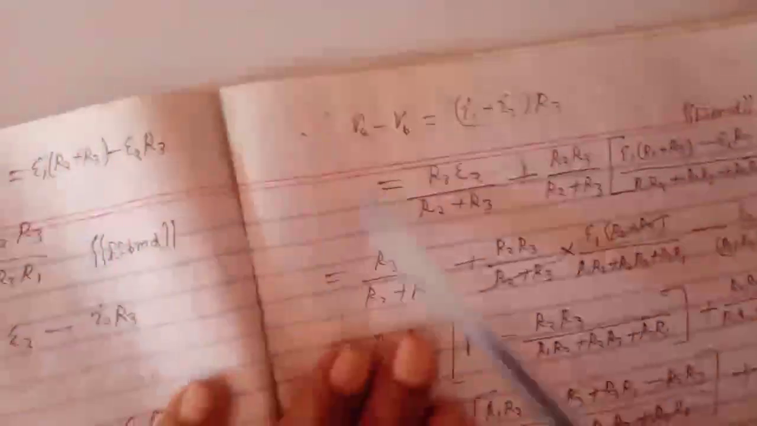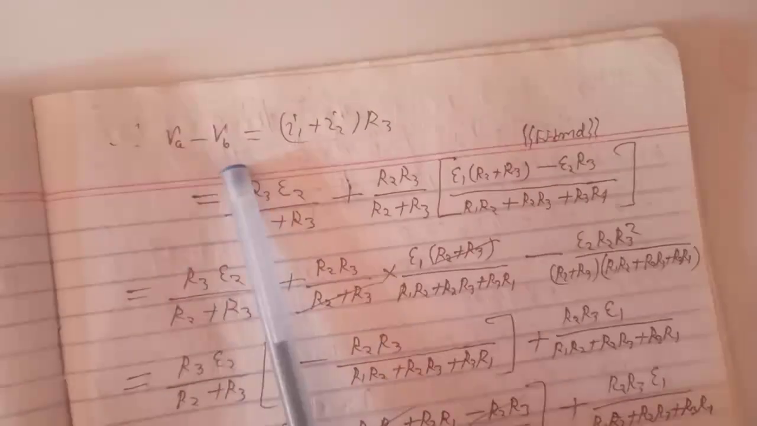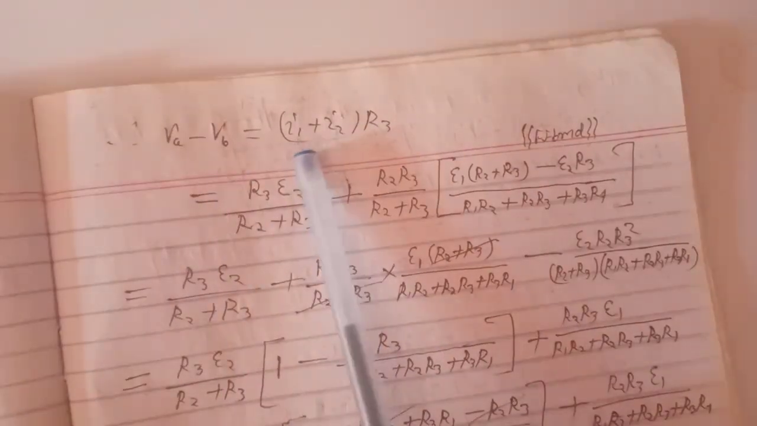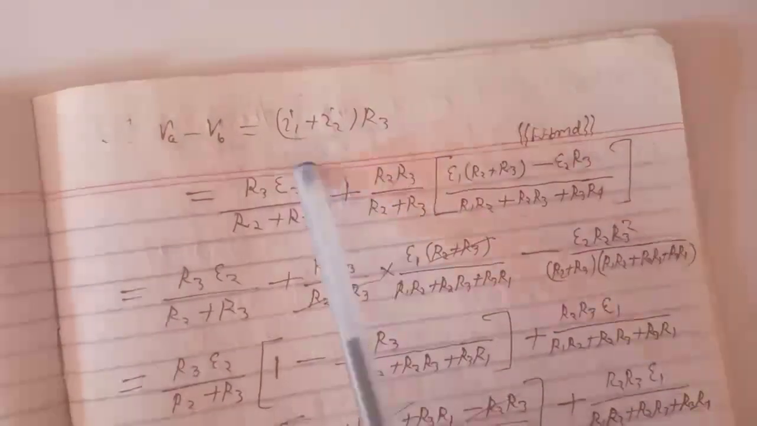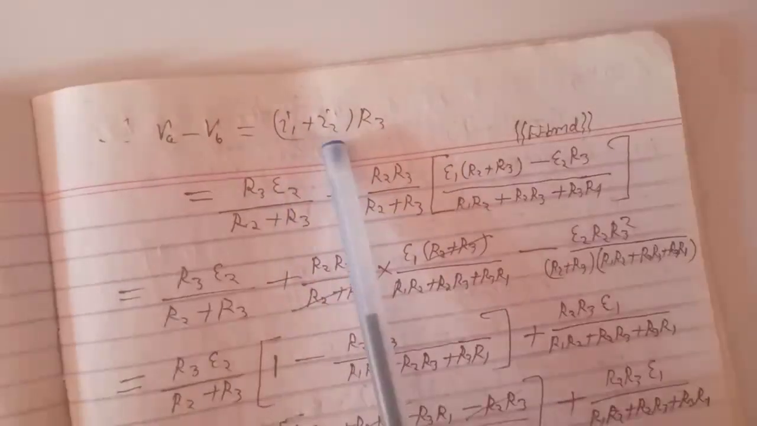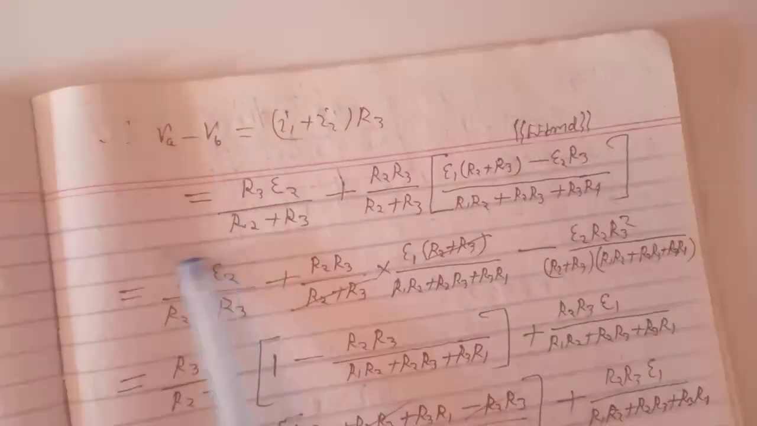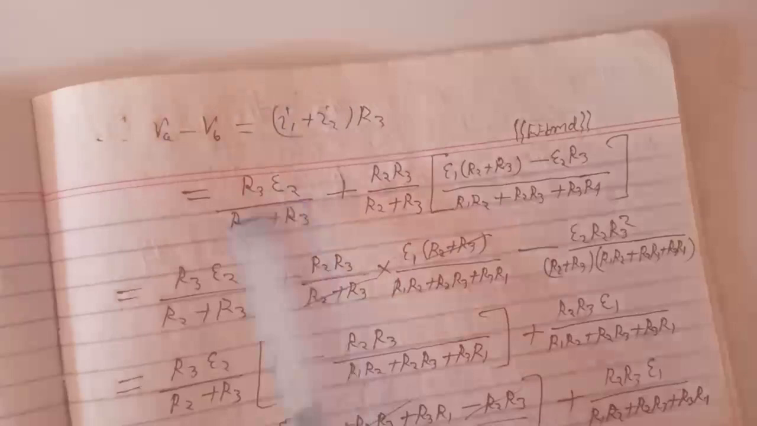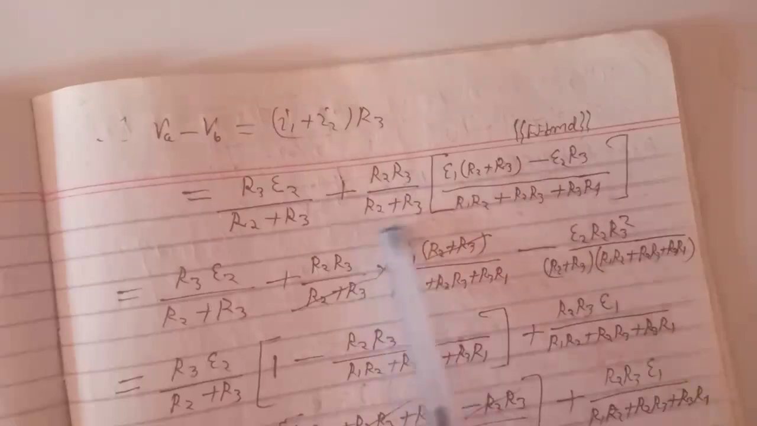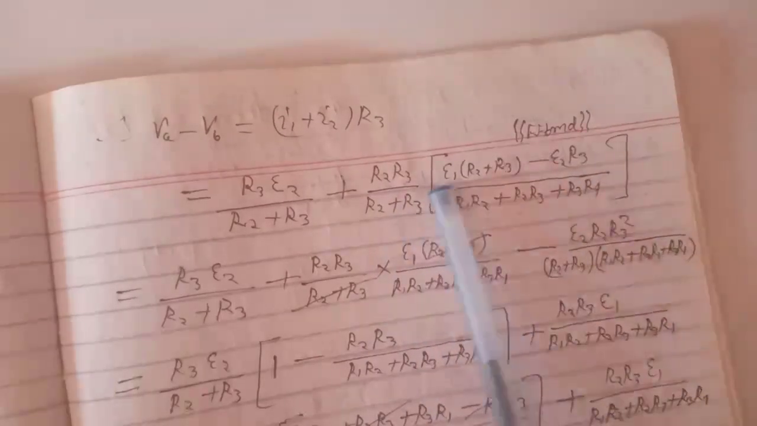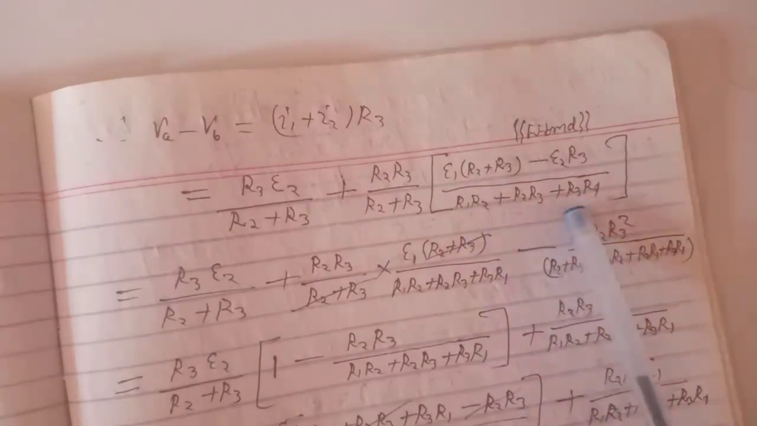Hence now we have VA minus VB. We have to find the potential difference, so we can write VA minus VB equal to (I1 + I2) times R3, because we know that V equals IR. Here the current in that line is I1 plus I2 and the resistance given is R3, so we put in this value. It will be equal to R3 times {E2/(R2 + R3) + R2/(R2 + R3) times [E1 (R2 + R3) − E2 R3] divided by (R1 R2 + R2 R3 + R3 R1)}.